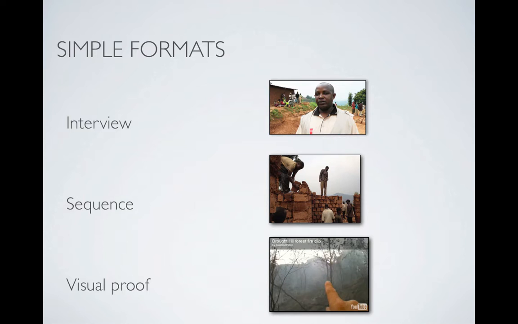Either you could make a video interview, or you could make a small video sequence of things going on around you, or you could make what we call visual proof. As you can see in the lower example, the man who made this video is actually using his finger to help us see what he wants us to see. And that's a kind of new way to tell stories. You never see this on television, but it could be very effective when you show it like video on the web. So stick to the simple formats.